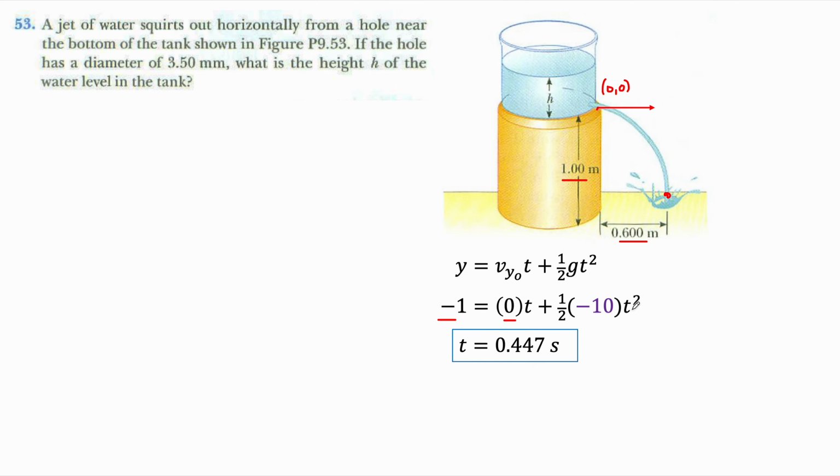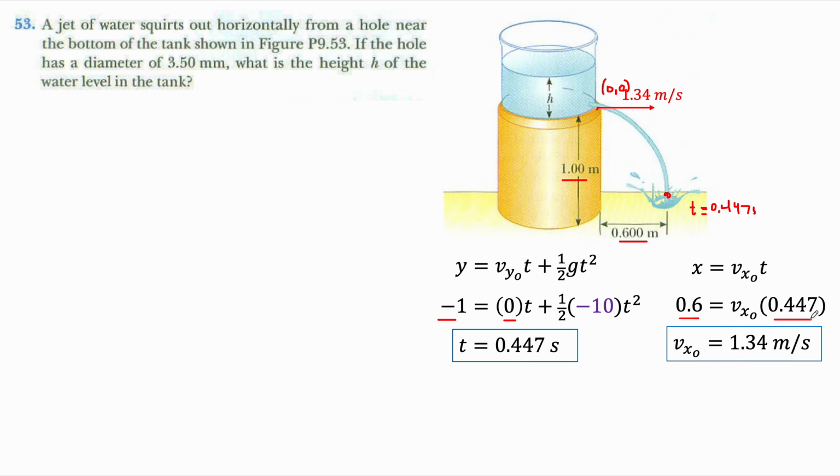If you solve that, we know it's going to hit the ground at t equals 0.447 seconds. And we can now use that time to figure out the initial horizontal velocity. Sorry, my handwriting is bad. In this case, we know the x position is 0.6. The time we just solved from just over here, and if we solve that, we know that the water is going to leave at 1.34 meters per second. I'm going to quickly erase this so it gets out of the way.